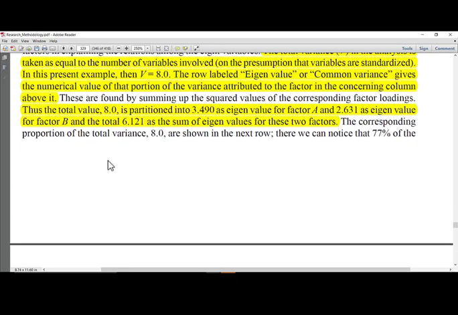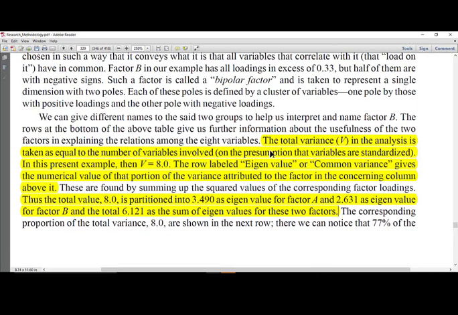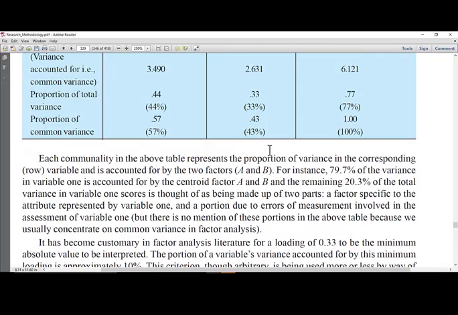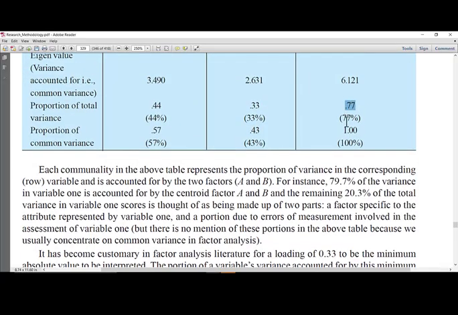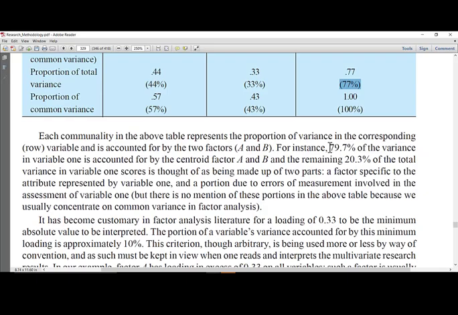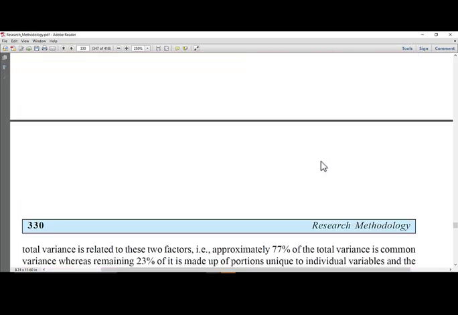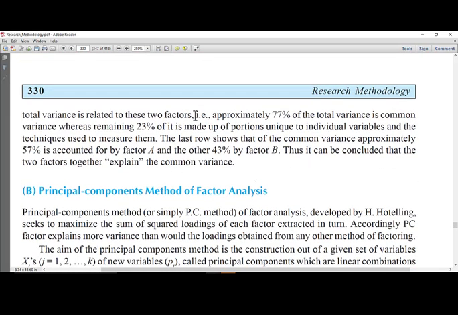The corresponding proportion of the total variance 8 are shown in that next row. There we can notice that 77% of the total variance is related to these two factors A and B. The meaning is approximately 77% of the total variance is common variance, whereas the remaining 23% of it is made up of portions unique to individual variables and the techniques used to measure them.